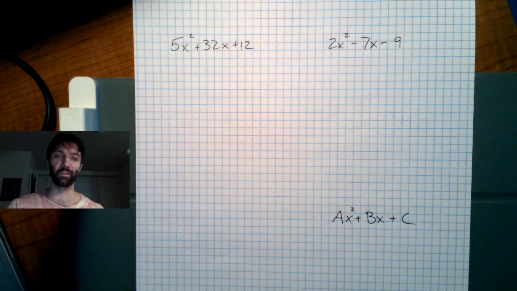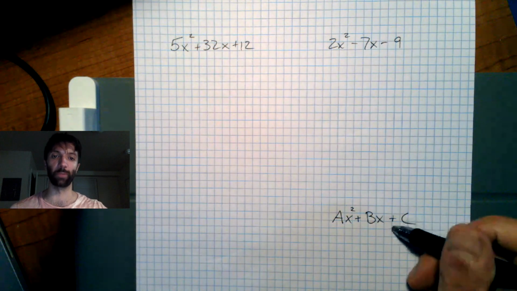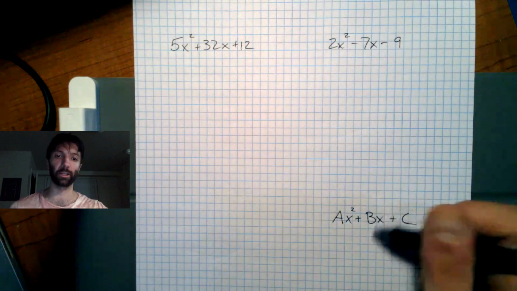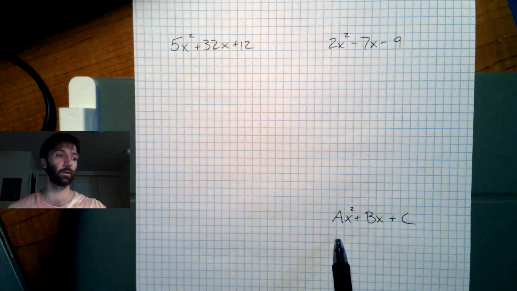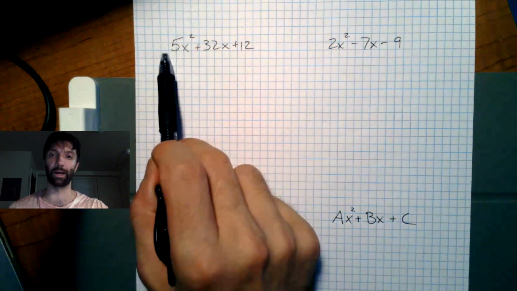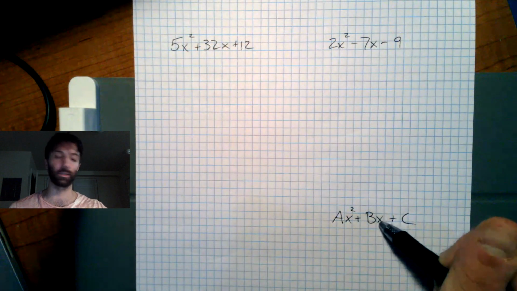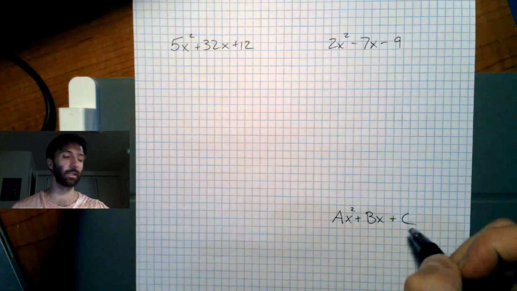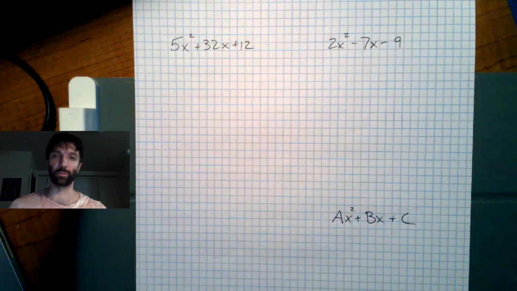Alright guys, before we get into the factoring, let's remember what the generalized form of a quadratic trinomial looks like. We have ax squared plus bx plus c. The coefficient of x squared is what we call a, so in our example here, a would be 5. The coefficient of the linear term, the x, is called b, so in this case b would be 32. And c is your constant term, so in this case c would be 12. I'll be referring to those numbers as we go through this.